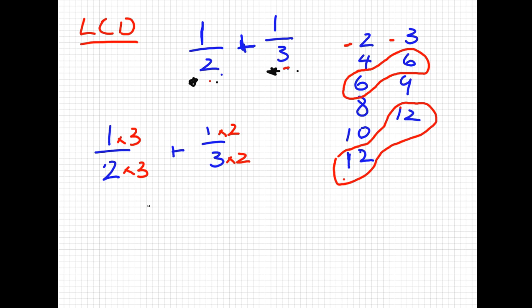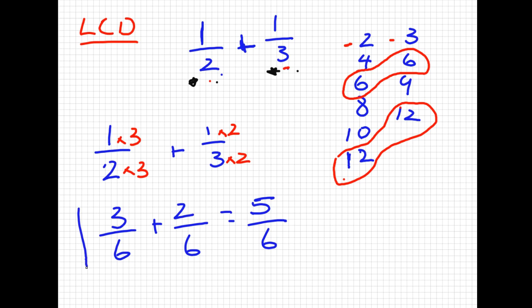So there we are. Now if I had to work those out, I'd have 1 times 3 is 3, 2 times 3 is 6. Then I add 1 times 2 is 2, 3 times 2 is 6. Then just for completeness, I add these two together. 3 add 2 is 5. And when we add fractions, the bottom numbers stay the same. That's why we have to convert the denominators to be the same number. Otherwise it just wouldn't work. So there you are, that's lowest common denominator.